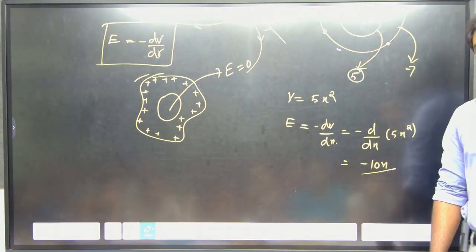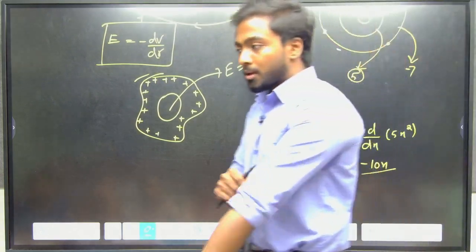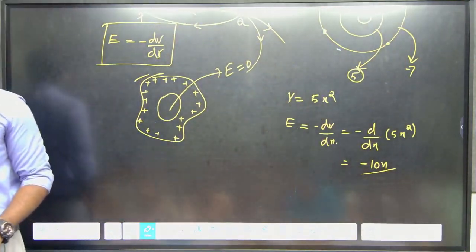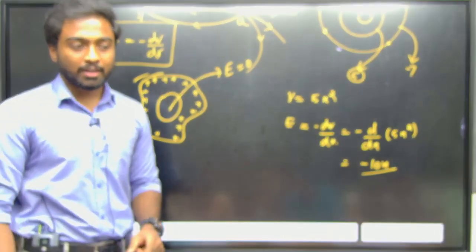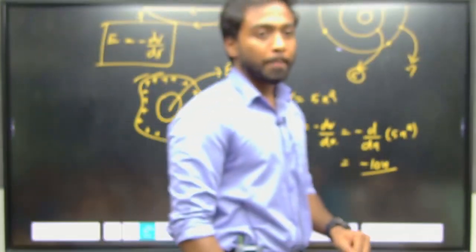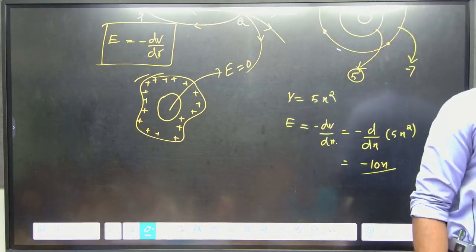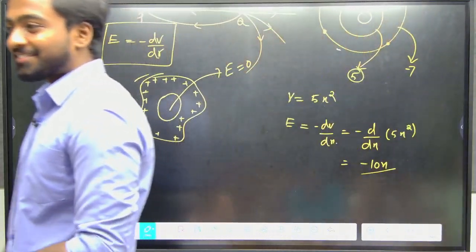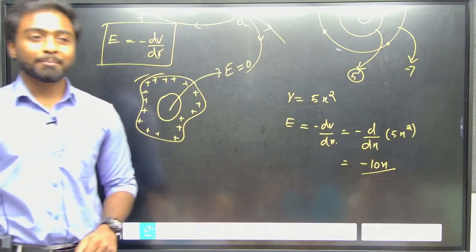Still two more types of questions are there, we will complete that. Next question: V is equal to 7y plus 2. So what is the electric field for this? Minus 7. So it is minus 7.